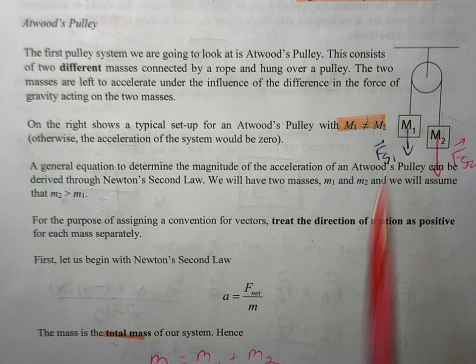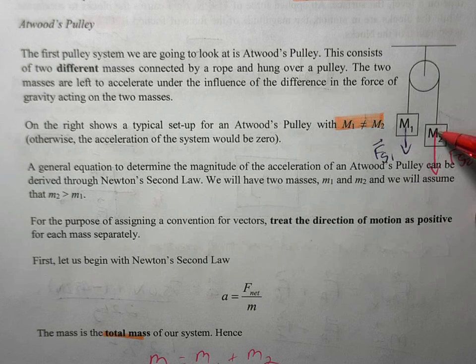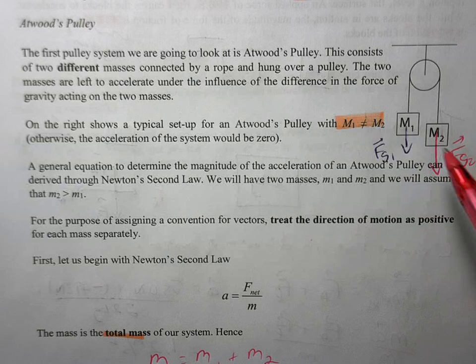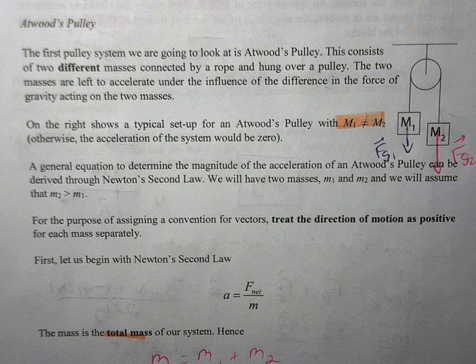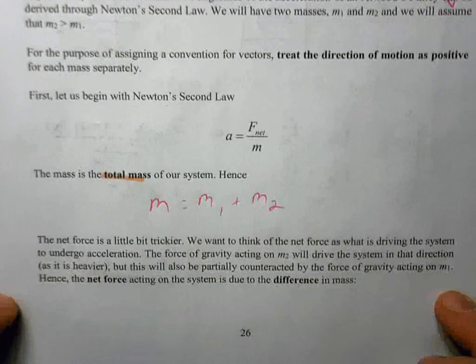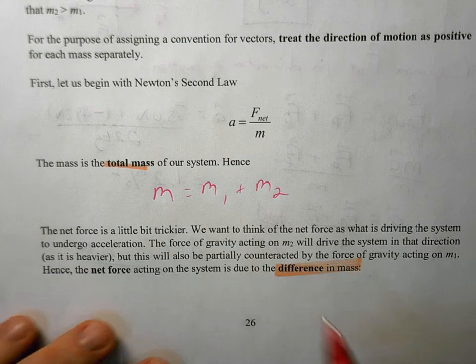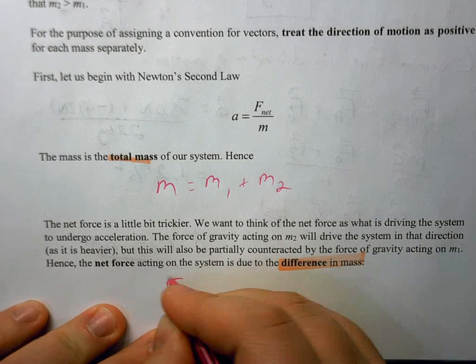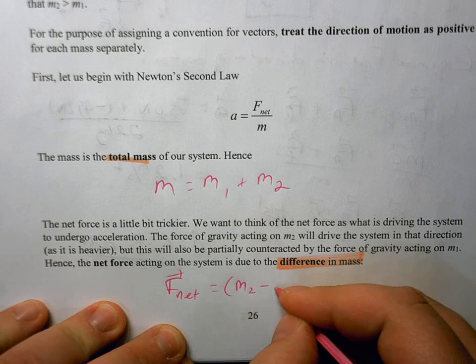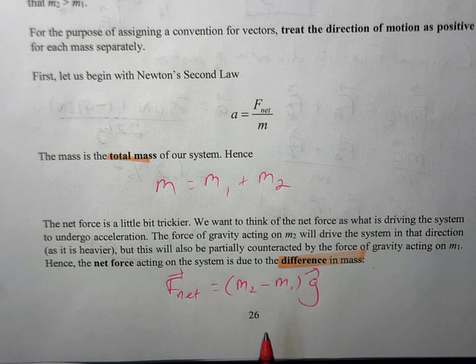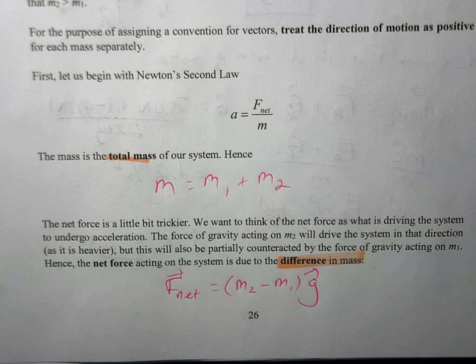We want to think of M1 as sort of like a counterbalance. M2 is not going to hit the ground, it's not going to accelerate at 9.81 meters per second squared. It's going to accelerate based on the difference between the two forces of gravity acting on the masses. So for us, we want to think of the net force being due to that difference in mass. So we're going to say that F net is going to be that difference in mass times the acceleration due to gravity. That's a really key point. We want that difference in mass to be what's driving the system.